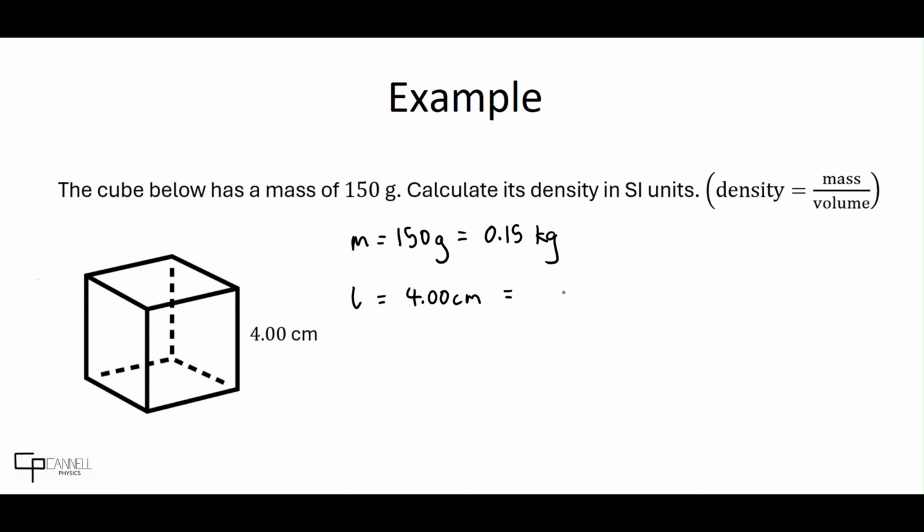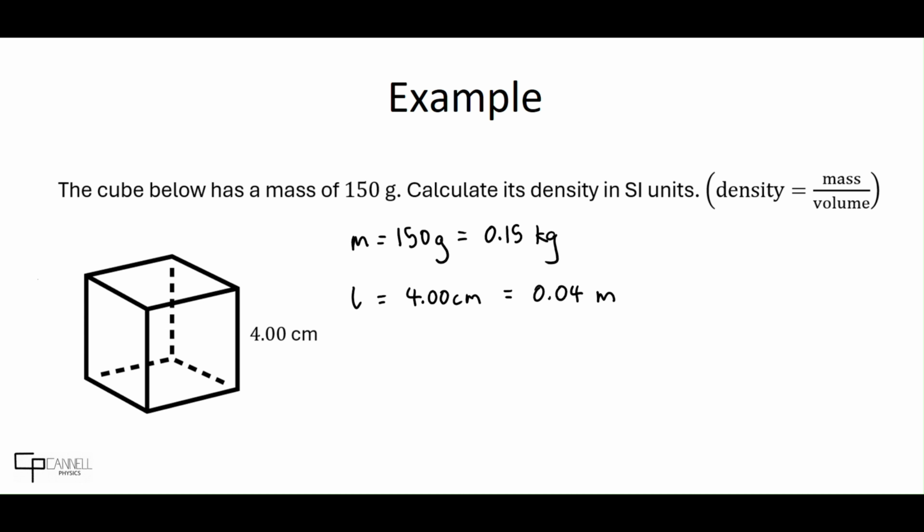And we can convert that to meters, which is the SI unit for length, which becomes 0.04 meters. So we did that by, remember, prefix is centi, so times 10 to the negative 2 to get our answer there, which is essentially dividing by 100.